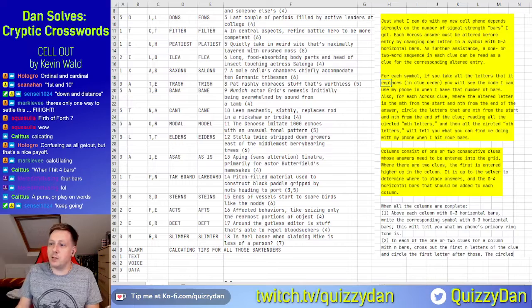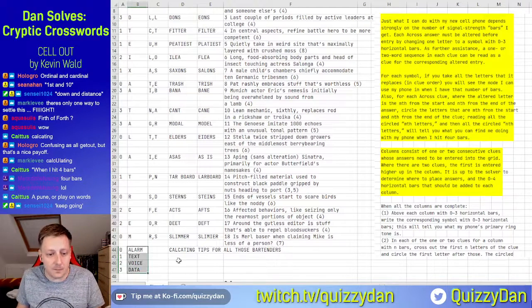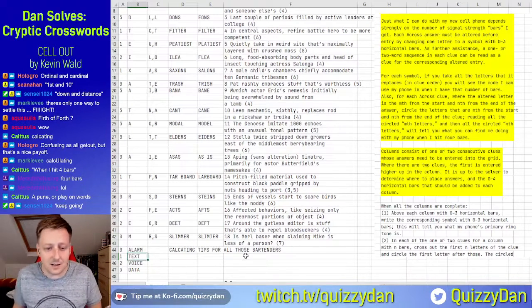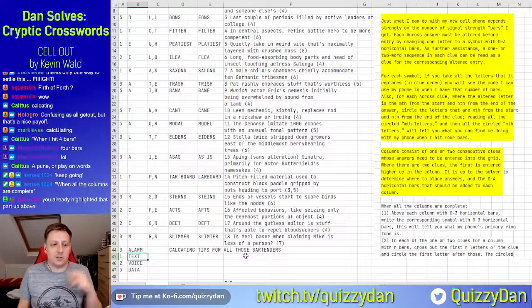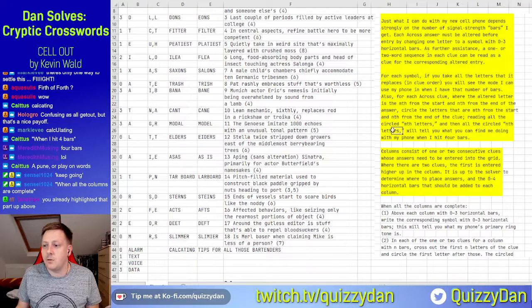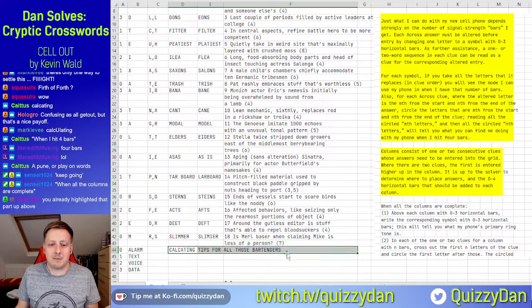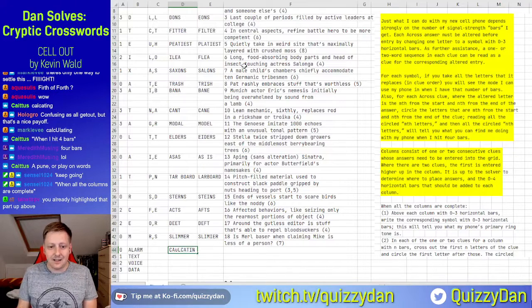You will see the mode I use my phone in when I have that number of bars. Okay, that's nice. So, when he's got 0 bars, he uses an alarm. When he's got 1 bar, text. When he's got 2 bars, he's got voice. And then 3 bars, he uses it for data. And then we now know what he's going to be doing when he hits 4 bars. He'll be calculating tips for all those bartenders. Hooray! Oh my goodness, if I can't spell calculating, I know.